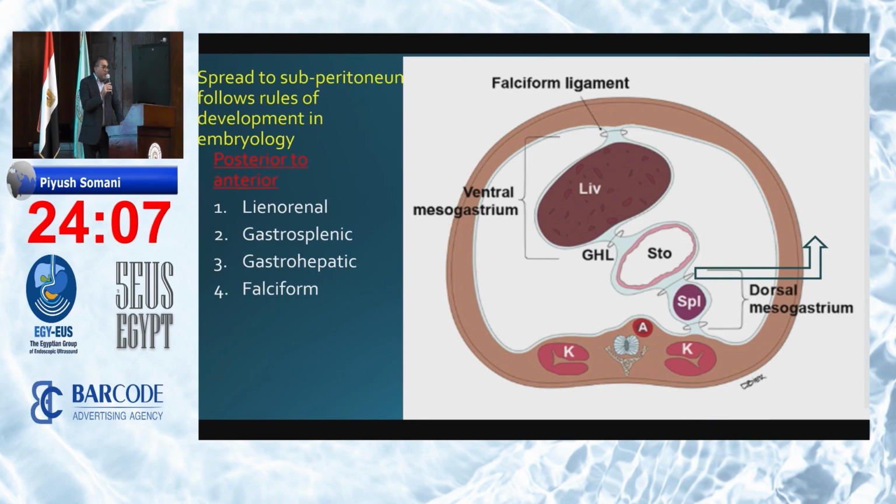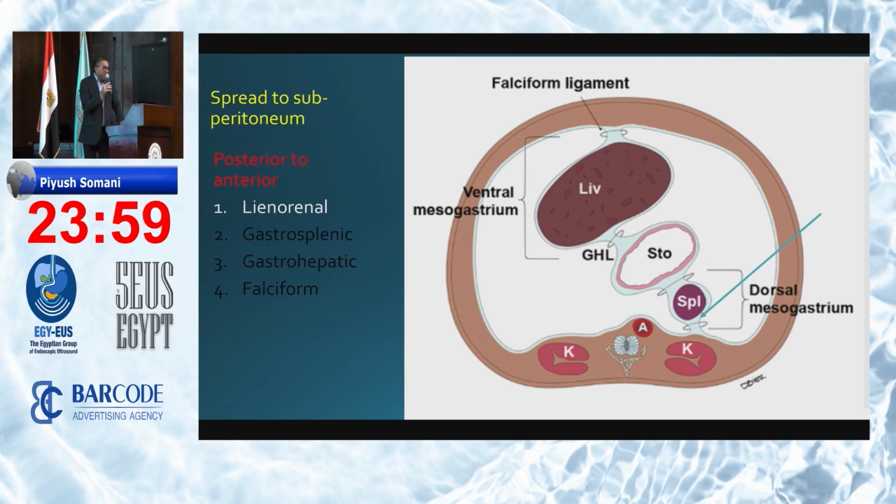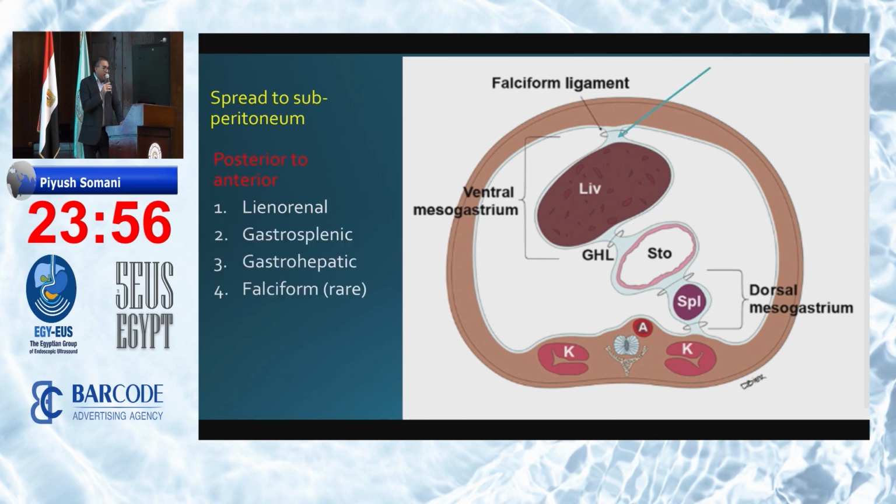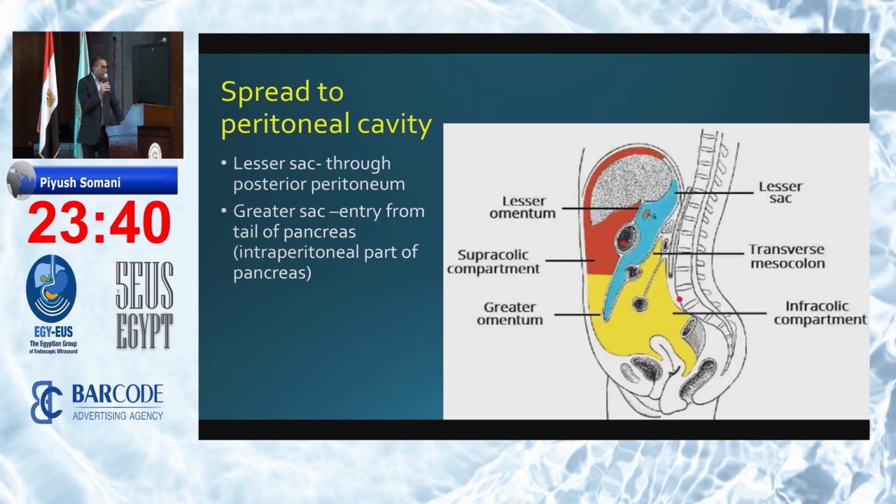Spread to the subperitoneum follows the rules of development in embryology, that is, posterior to anterior. So it's lienorenal, gastrosplenic, gastrohepatic, and very, very rarely the falciform ligament. Sometimes we have seen cases in our experience where there is collection even in the liver. That usually happens after the fluid spreads from posterior to anterior going up to the liver. It is usually an extensive collection.